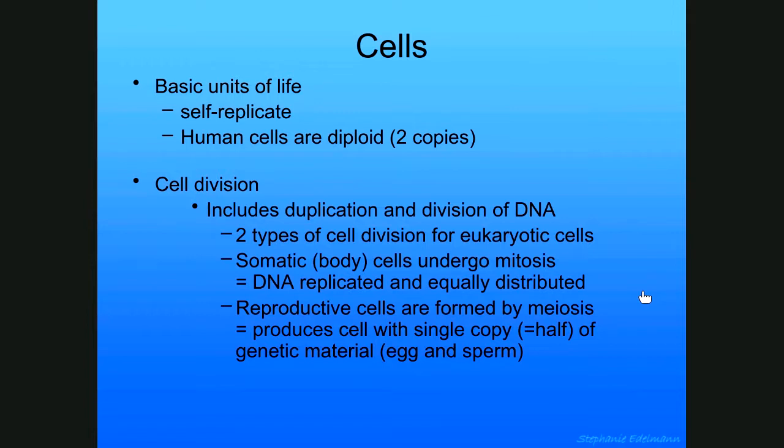The reproductive cells are formed by meiosis. In the case of meiosis, the diploid original cell is split in such a way that you end up with a single copy of the genetic material. That happens in humans in the egg and the sperm cell, because in order to create offspring, you need an egg and a sperm cell that come back together. So in order for the offspring to be diploid, the egg and sperm need to be haploid, which is what it's called when you have half the genetic material to start with.